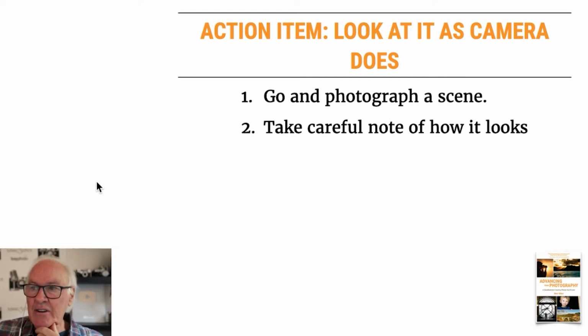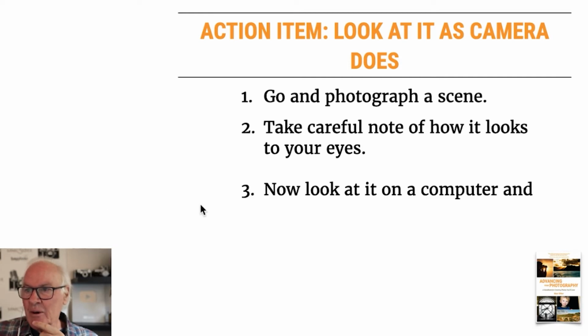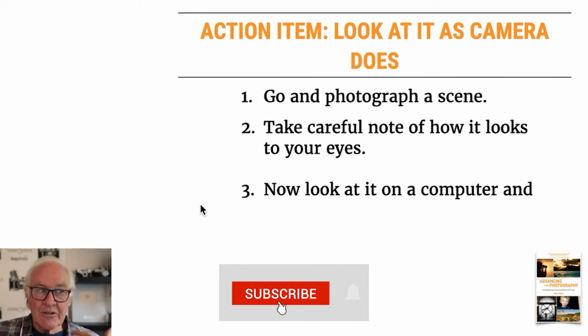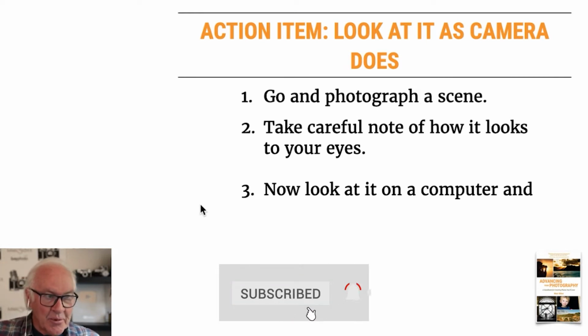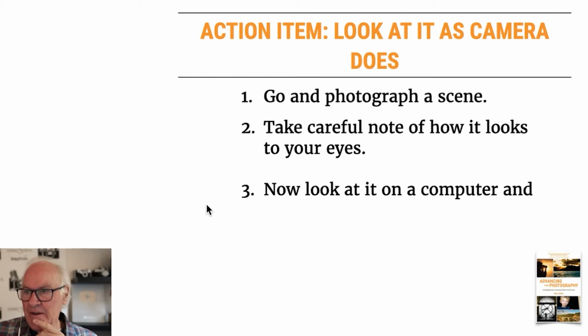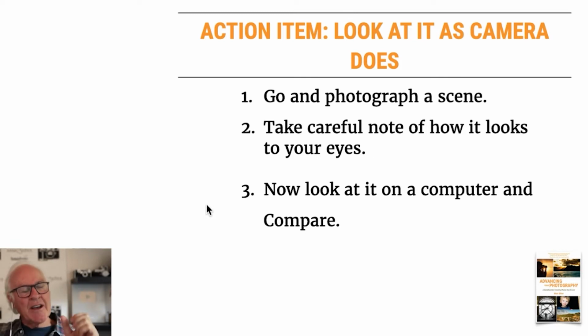So you go out and you photograph, take careful note of how it looks to you through the camera and through your eyes. You then go back on your computer, open it up. If you're shooting film, you'd have to go through a whole print process, so it's easier to do it on a computer and compare. How many times have you captured, say, a beautiful sunset, and it blew you away, and then you looked at it in the camera and it was like nothing. It completely missed the point. So you have to do this comparison.